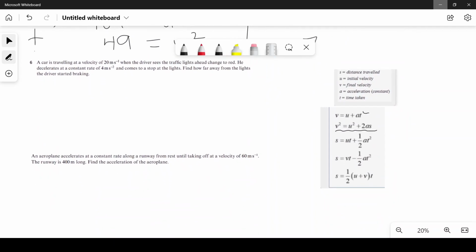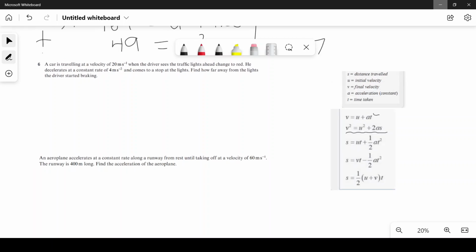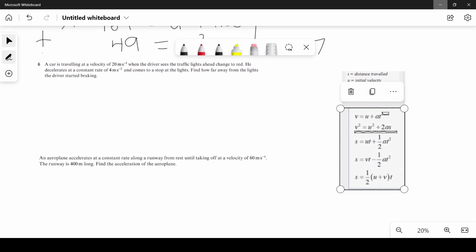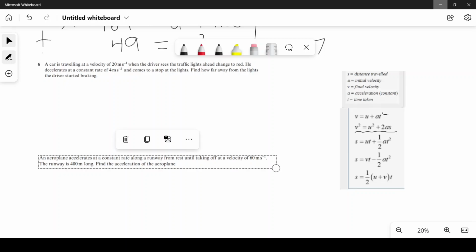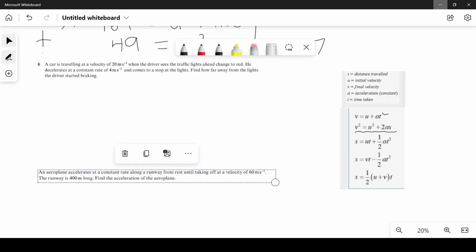A car is traveling at a velocity of 20 when the driver sees the traffic lights ahead change to red. He decelerates at a constant rate of 4 meters per second squared and comes to a stop at the lights. Find how far away the lights are when the driver started braking.